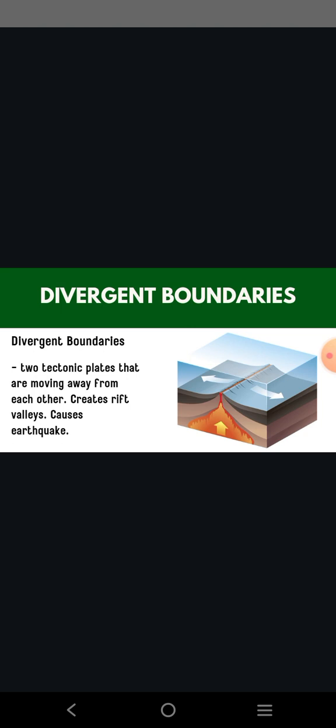So this makes mid-ocean ridges and rift valleys. So if two plates are moving away from each other at the divergent boundaries, this makes seafloor spreading. This is where magma rises up to the surface, which makes new crust.